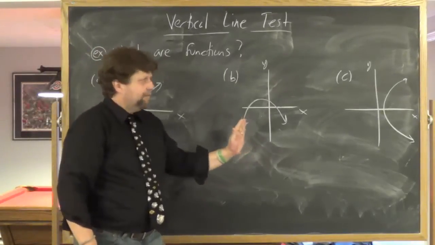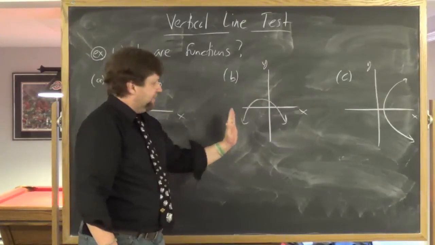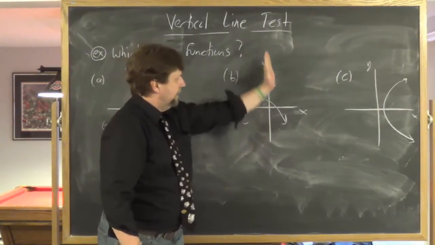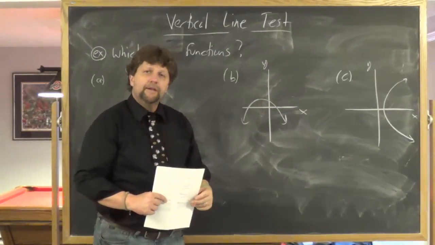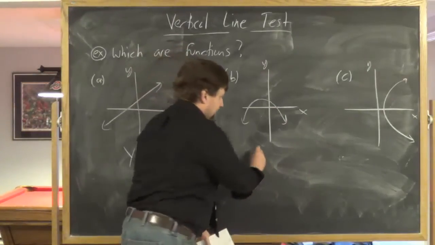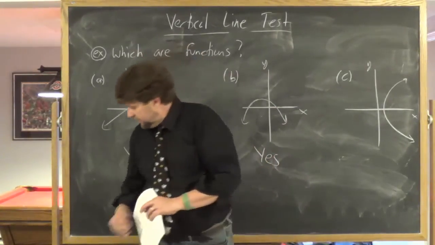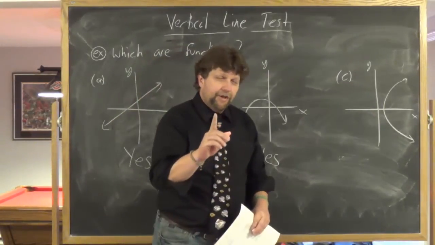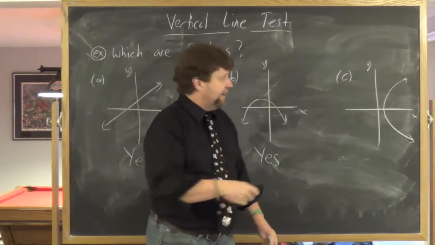Same reason for part B. Here's a graph of something. Any vertical line that I were to draw on here, any vertical line, is only going to intersect this graph in one point. That means this too is a function. Let's look at C. Remember, all it takes is one vertical line to intersect in more than one point, and boom, you are not a function.